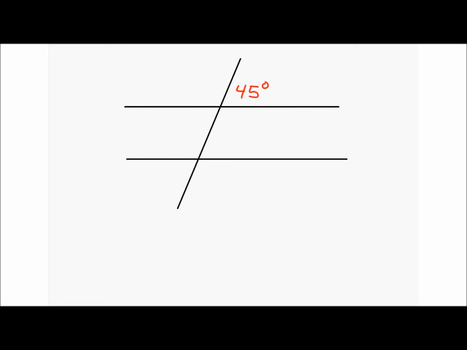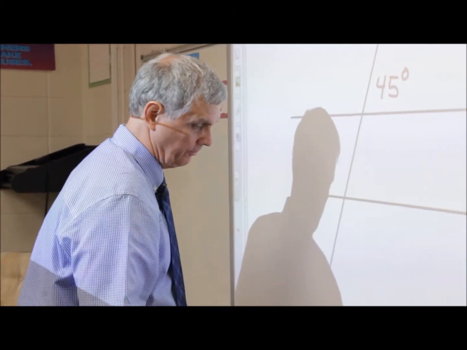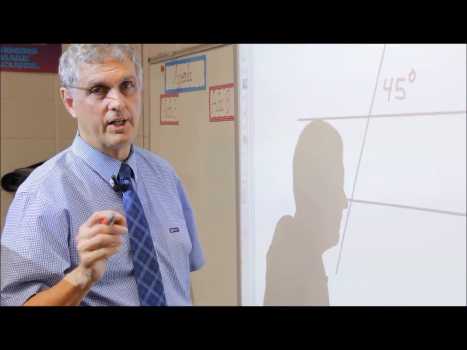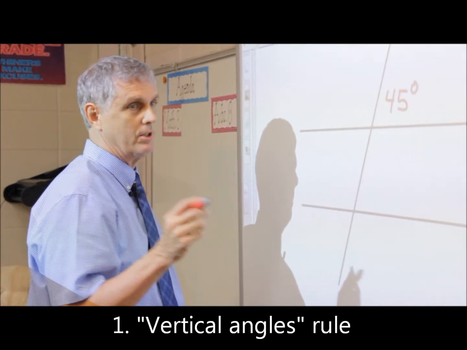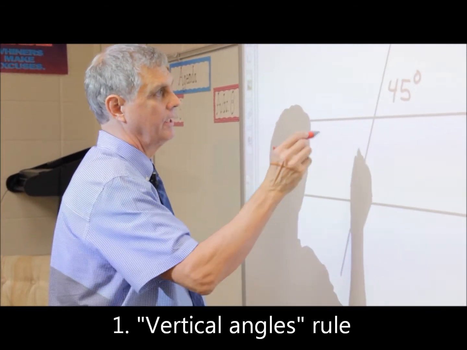Then you can, by knowing just that one angle, figure out every one of these other angles around here. And I'm going to show you how to do it with the 6 rules. So let's get started. First rule is called the vertical angles rule. And we talked about vertical angles a moment ago. These are the opposite angles.